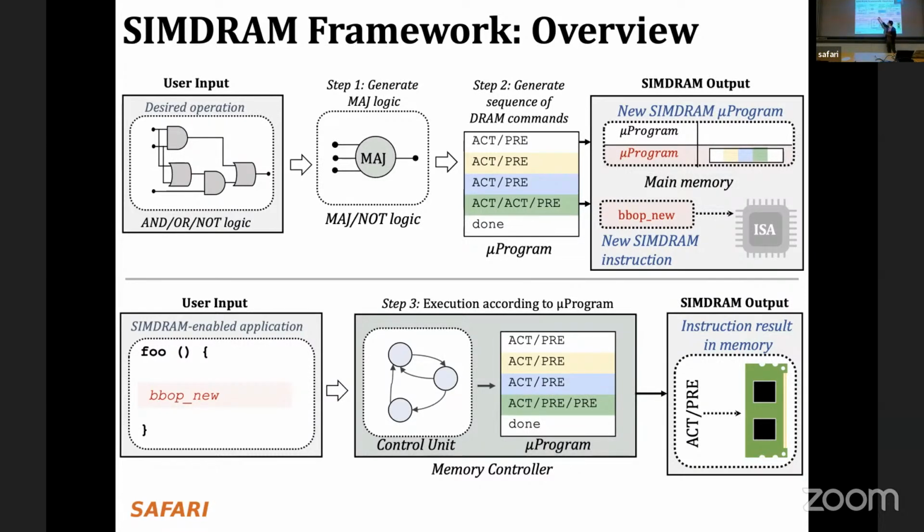Based on that representation in terms of majority and not, create a microprogram. And this microprogram, as you see, is going to tell the memory controller what are the DRAM commands that need to be sent to the memory chips in order to perform AMBIT operations or majority operations and not operations, and based on those majority and not, perform much more complex operations. So that's what the SIMDRAM framework is about.